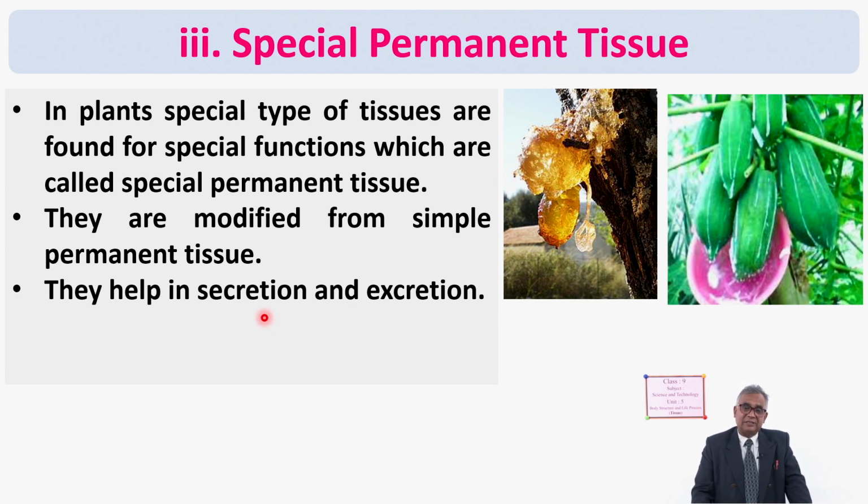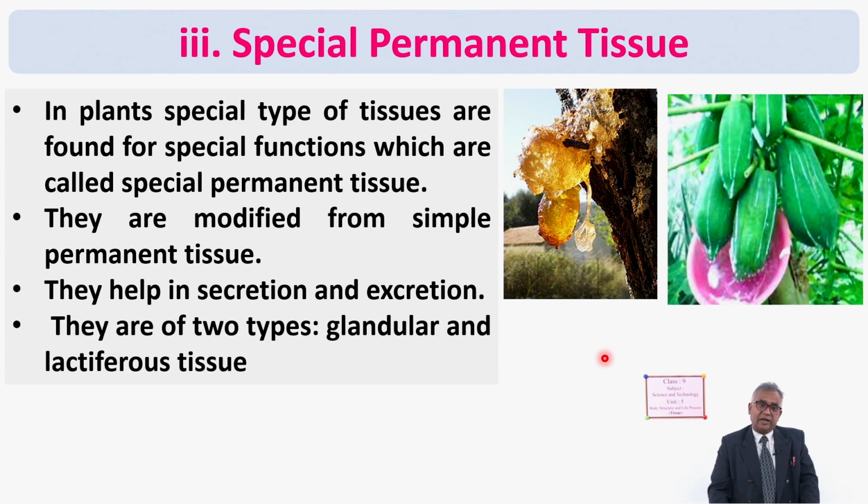Plants also excrete and they secrete different types of juices. In the diagram you can see resin coming out from a plant stem, and here in papaya there is a milky substance coming out, that is latex. So such things are produced, secreted from plants. There are different plants which do these things, about which we will discuss. Some of them will be shown to you here in the diagram. Okay, so special permanent tissues are of two types. They are glandular and lactiferous.